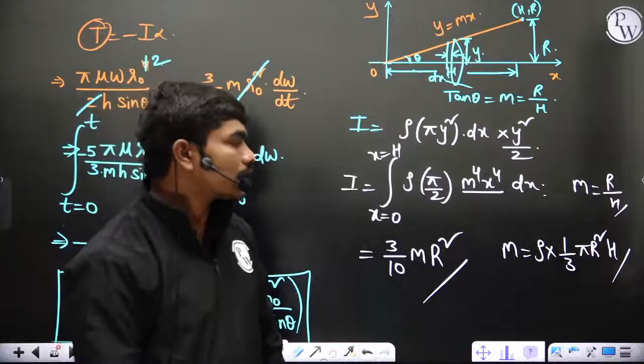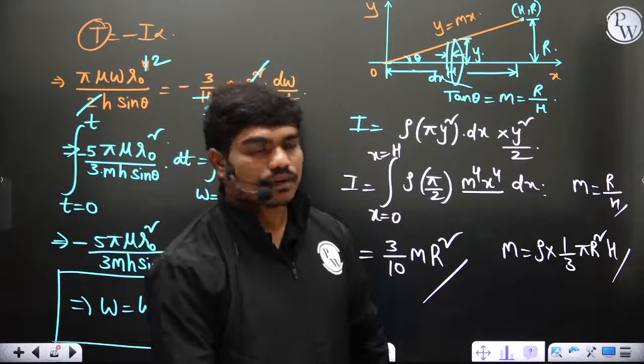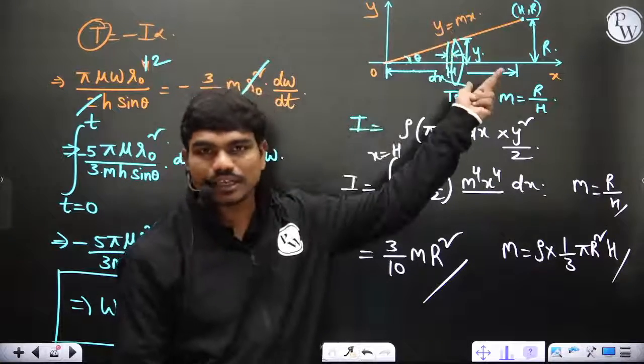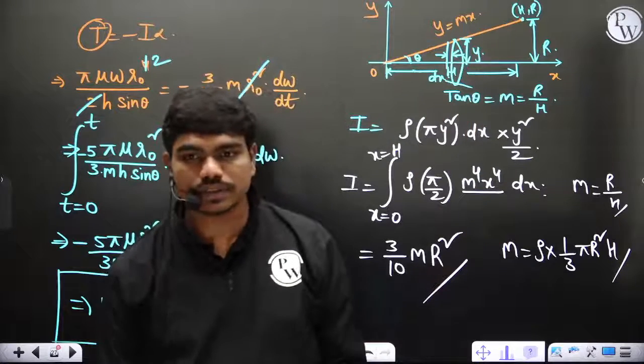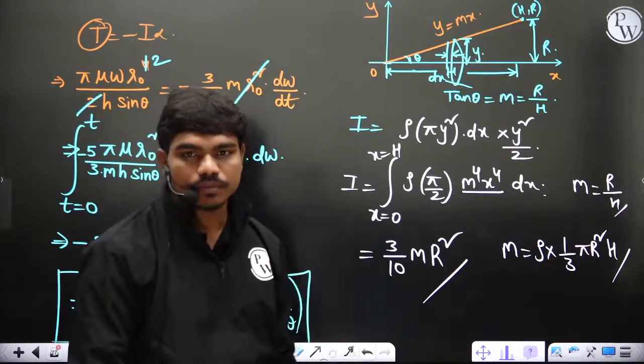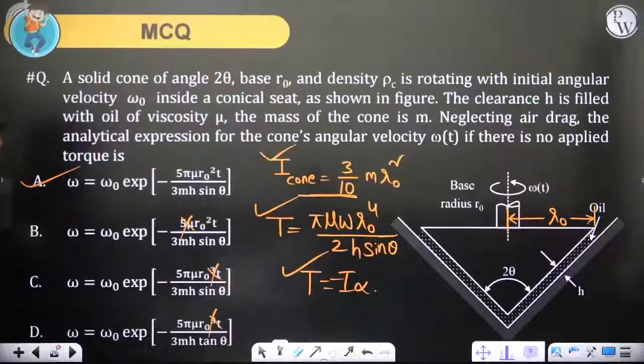Okay, so this is how you calculate the moment of inertia of the cone in general. Very simple. This is basically a small disk. So for a disk, it's m r square by 2, and if you use that m r square by 2 and integrate, you will get this 3 by 10 m r square. Clear to all of you? So this is how we can get this expression.